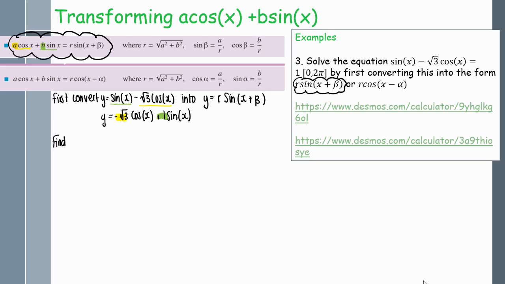Like all conversions, we want to find r and then beta. So r is the square root of a squared plus b squared, or in our case, we take the square root of minus root 3 squared plus 1 squared. That will give us the root 4, or r equals, the positive of the root always, 2.